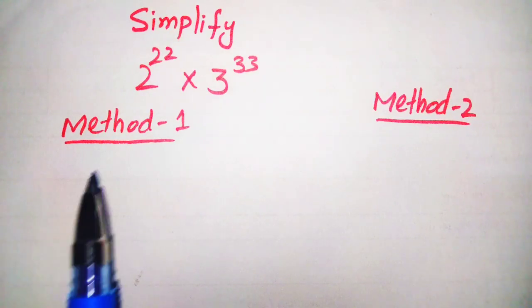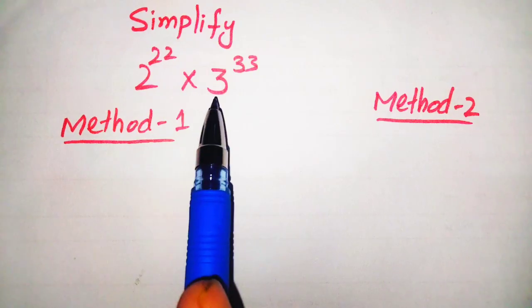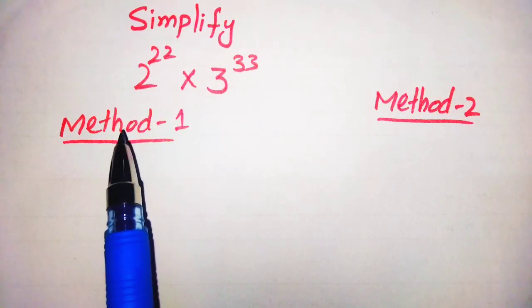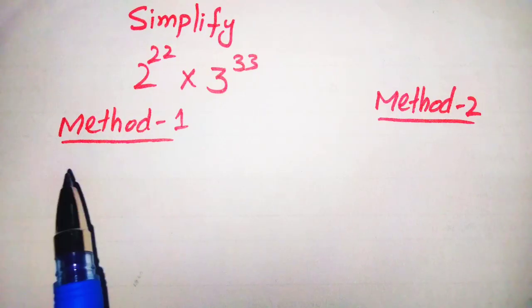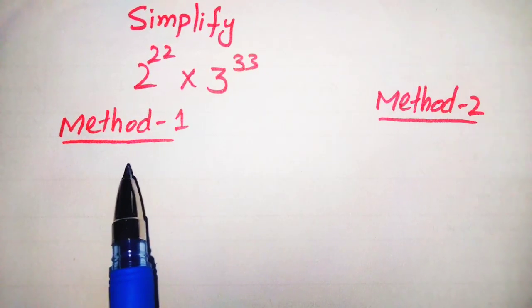Hello guys, how to simplify this: 2 raised to power 22 times 3 raised to power 33. It is a very interesting question. So let's start the solution. We will solve this by two methods.